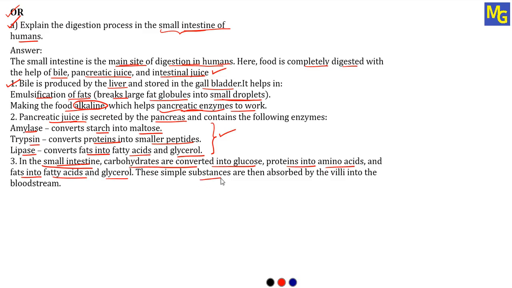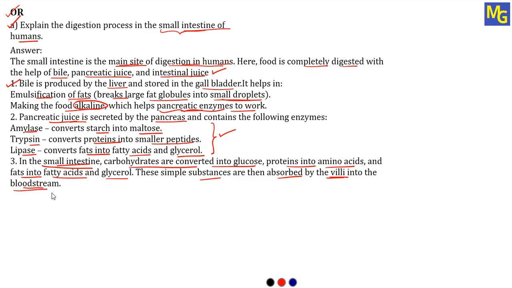These simple substances are then absorbed by the villi present in the small intestine and sent to the bloodstream. There are small hair-like particles present in the small intestine, which are called villi, surrounded by many blood capillaries. These villi will absorb all the digested food and send it to the bloodstream, meaning blood.